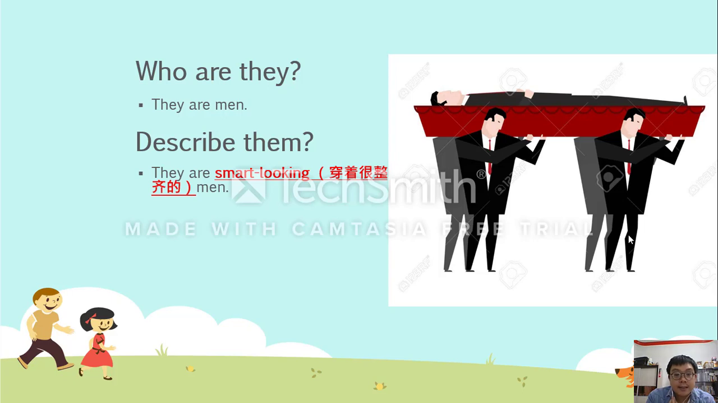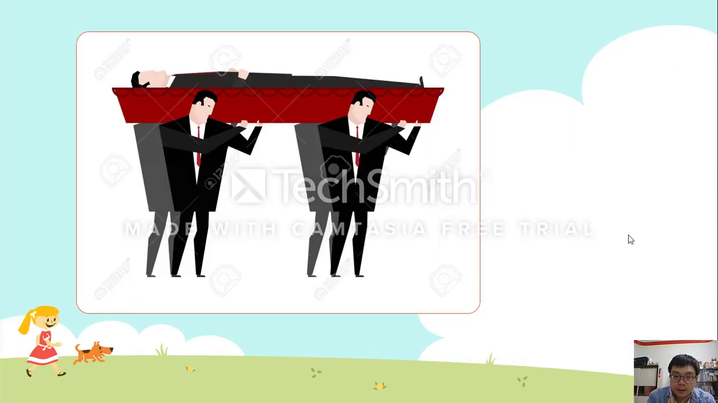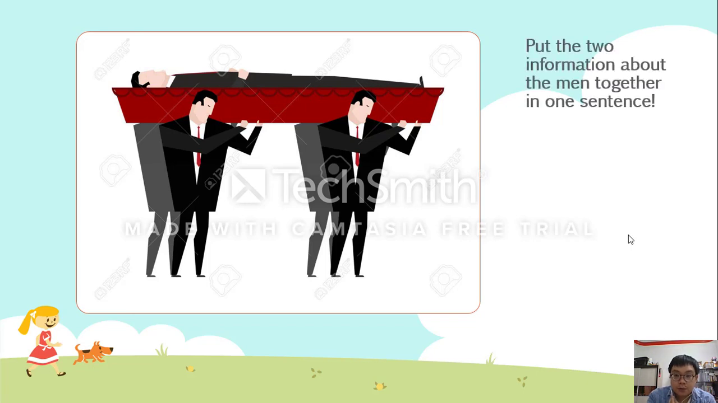So you can see the red words. I'm trying to describe them. They are smart looking men. So what are they doing? They are carrying the coffin. A coffin is this kind of wood box that carries the body in it. Now I have a job for you. Put the two pieces of information about the men in one sentence. So just now you know there are two pieces of information. First one is smart looking. They dress neatly and handsomely, so they are smart looking. Second, they are carrying a coffin.